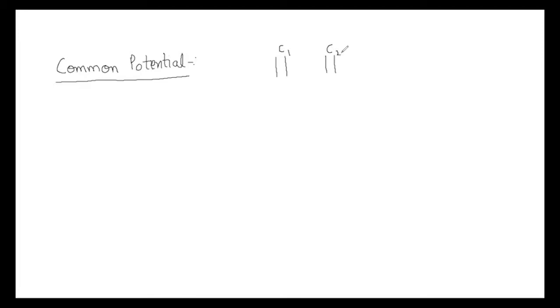Let these be the two parallel plate capacitors of capacitances C1 and C2, and they are charged to different potentials. Let C1 be charged to V1 potential and C2 to V2 potential, and let V1 be greater than V2. When they are connected by a conducting wire, the charges will start flowing from the first capacitor, the higher potential capacitor, to the lower potential capacitor until they reach the common potential, the equal potential. Let that common potential be V.